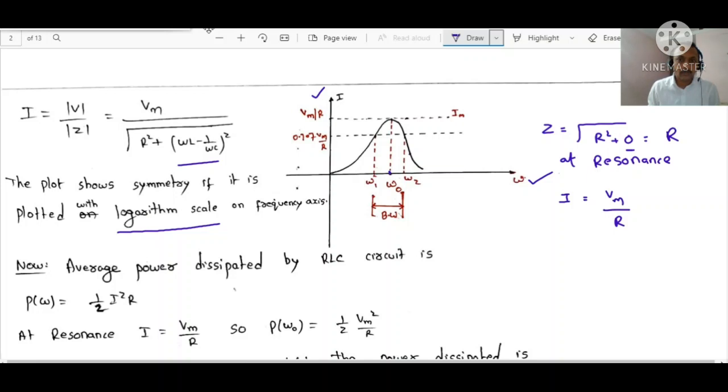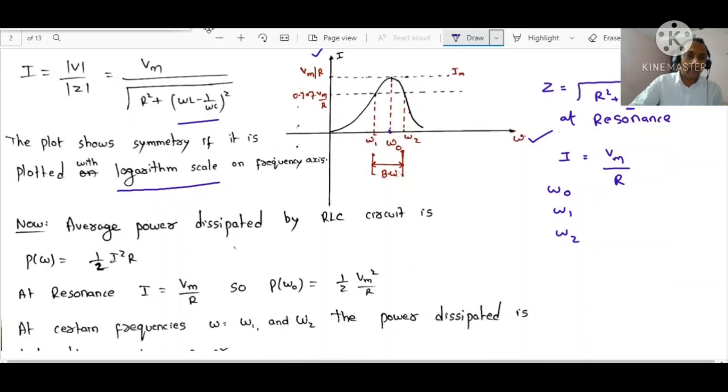Now observe, we will have two more frequencies, half power frequencies, omega 1 and omega 2. In this context, omega naught is the resonant frequency and omega 1 and omega 2 are the half power frequencies. How do you understand that word? At that particular point of current, the power will be exactly half of the power at resonance. That at that point of time, those frequencies are to be treated as half power frequencies.